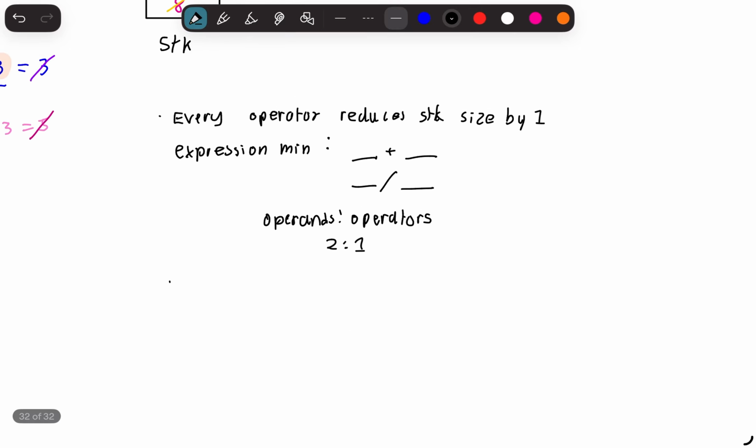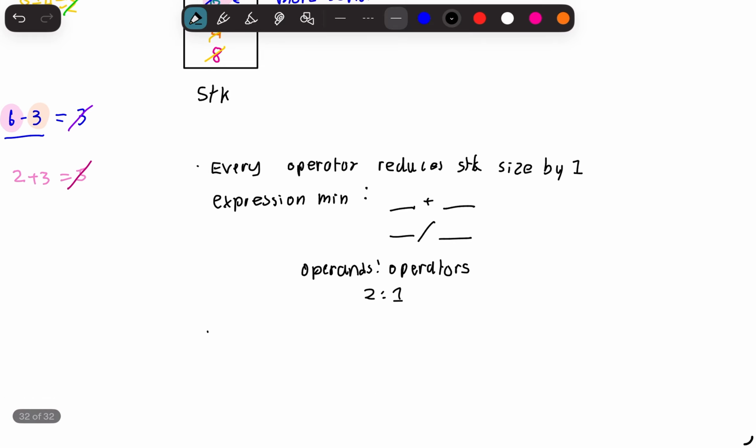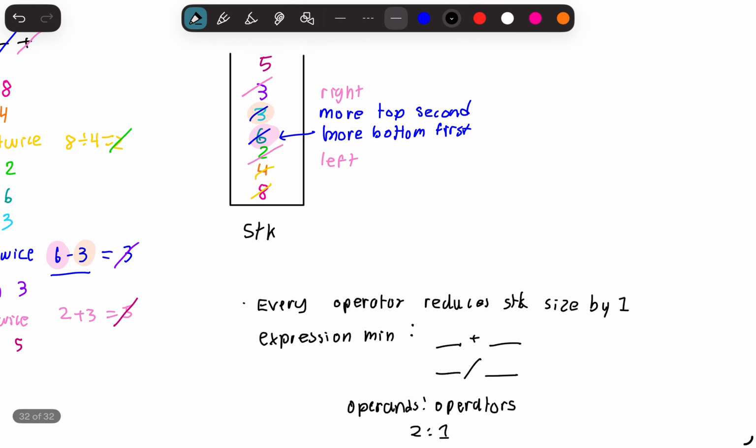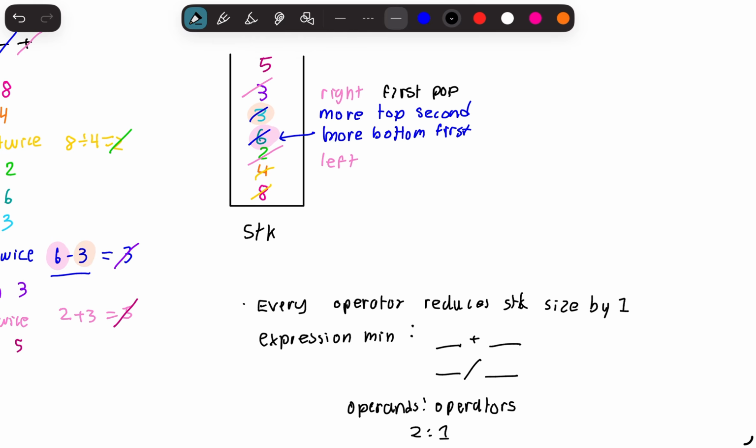Also, again, your stack should always end with 1 value. Your right operand is going to be your first pop, and your left operand is going to be your second pop. That's it.